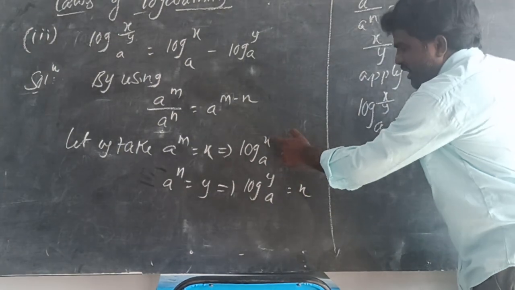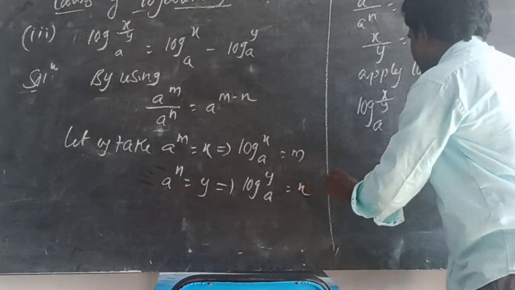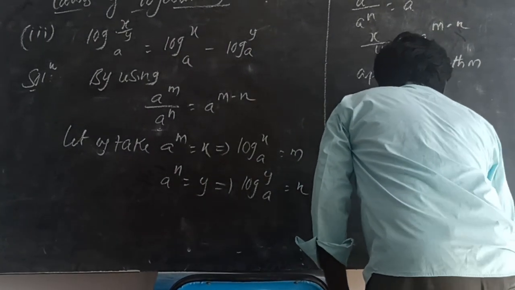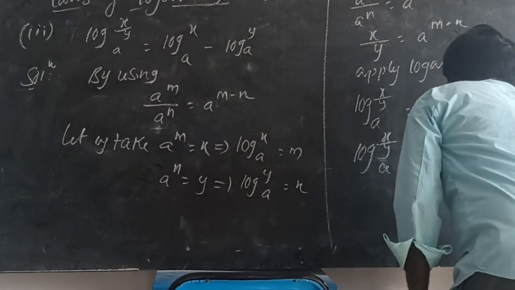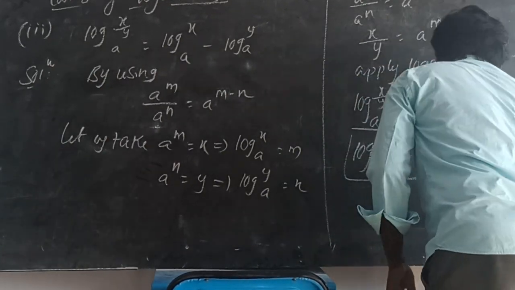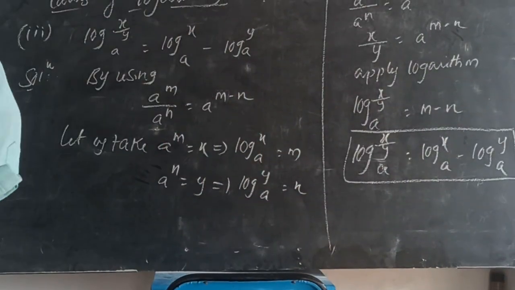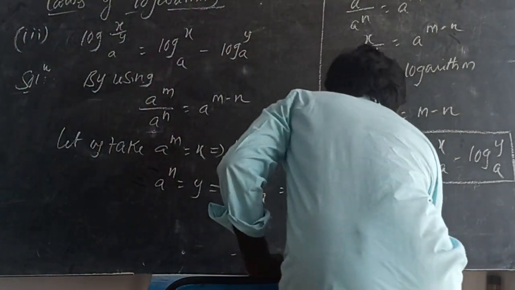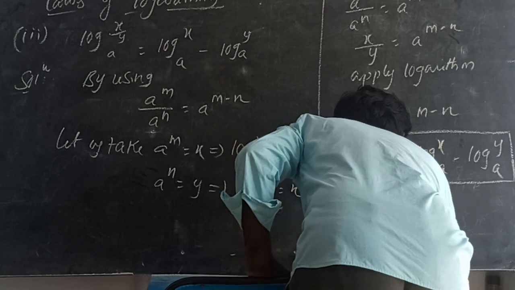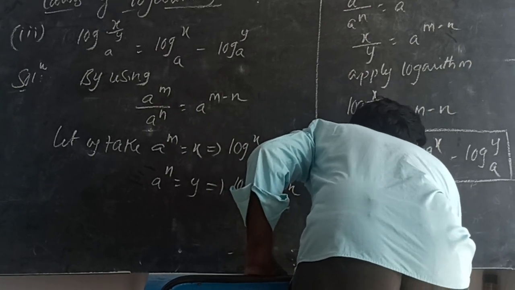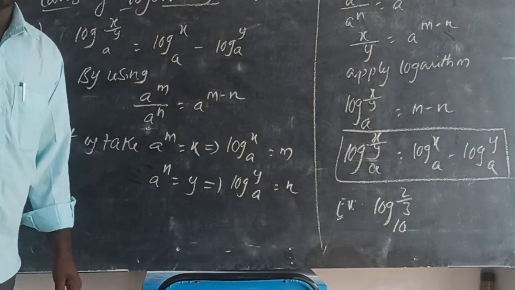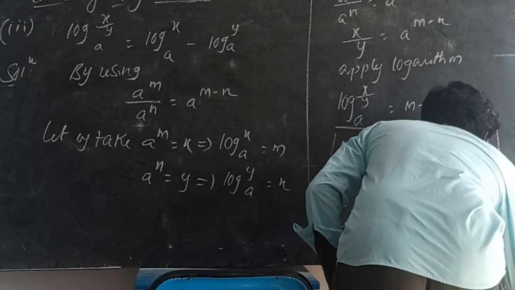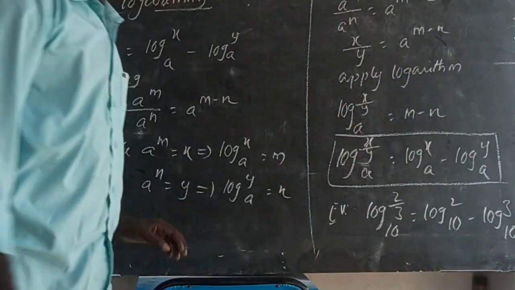The m value is log x base a, and the n value is log y base a. So log x by y base a is equal to log x base a minus log y base a. This is the law of logarithm. For example, log 2 by 3 base 10. How can we write it? That is log 2 base 10 minus log 3 base 10.